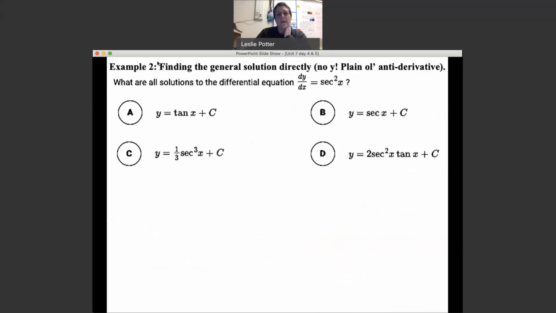Okay, let's take a look at example 2. Finding the general solution directly. This is a flat out antiderivative. So why don't you stop the video and try this on your own?